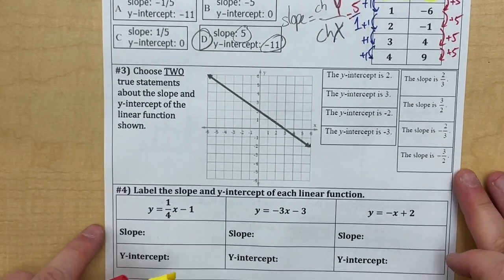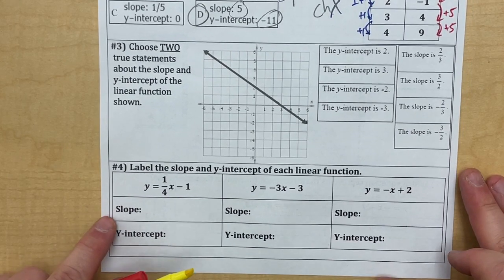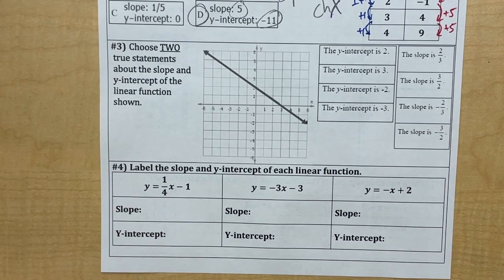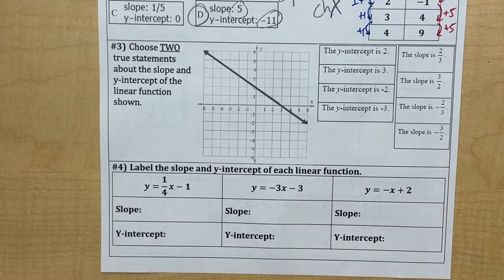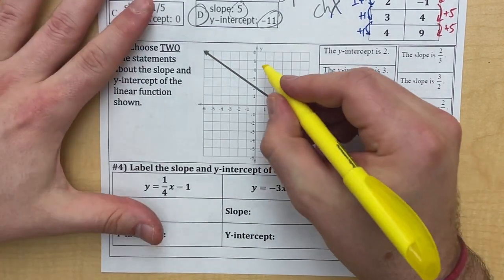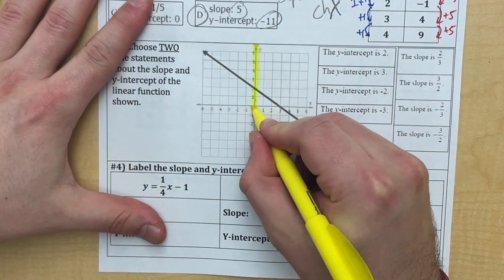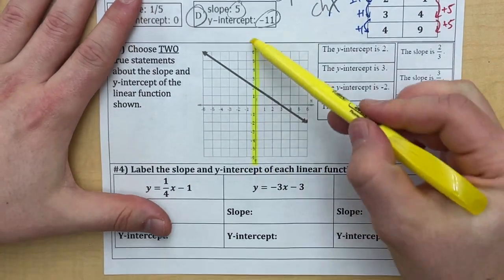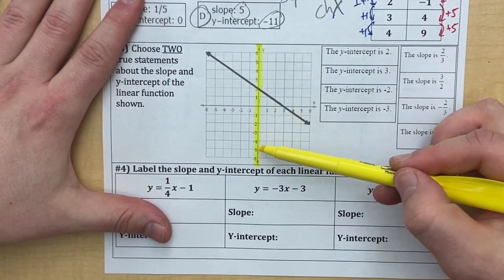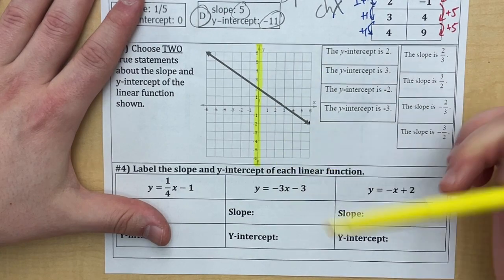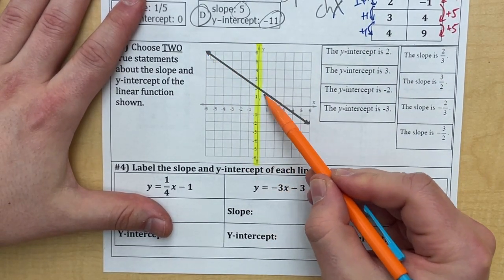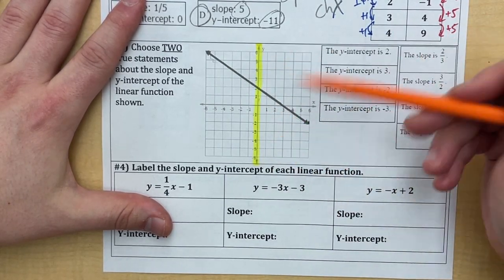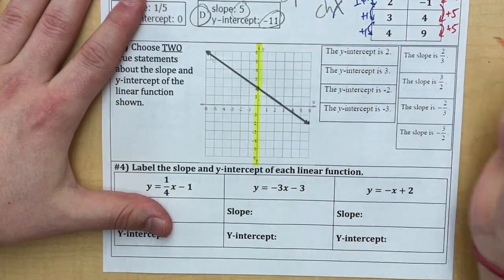In number 3, it says choose 2 true statements about the slope and y-intercept of the linear function shown. So it gives you a graph now, and I can say, all right, well, I can identify that y-intercept right away because I'm saying, okay, I highlight that y-axis. I'm saying, okay, where does that graph of our line hit this highlighted y-axis? So what I can do is I can kind of trace over. Where does this graph of our line hit that y-axis? We're going to say it's going to be at that point 2.